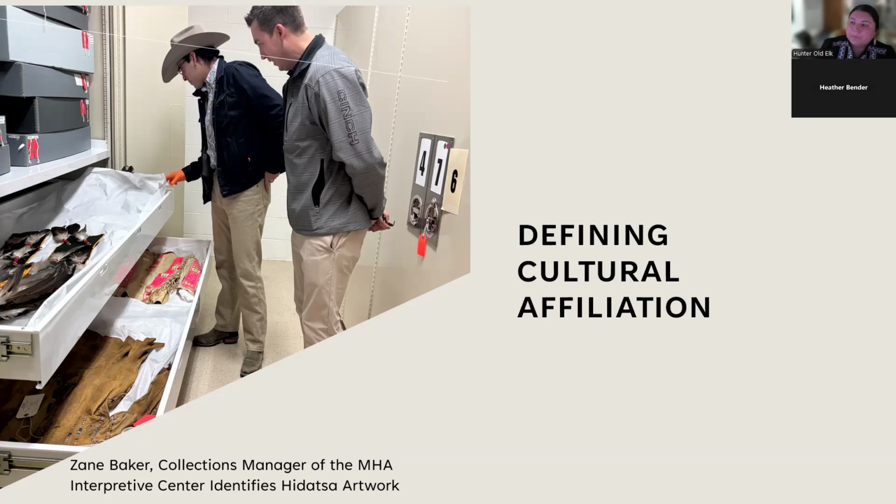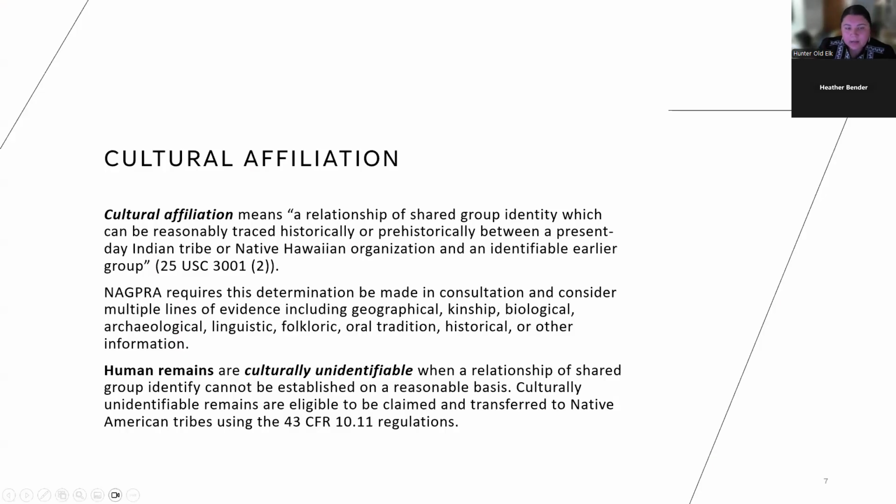And so when we define cultural affiliation, it really comes down to making sure that we are talking with source communities. NAGPRA has some really clear distinctions of how an organization can identify cultural affiliation. These terms specifically, cultural affiliation and culturally unidentifiable, are often used around the identification of human remains specifically.